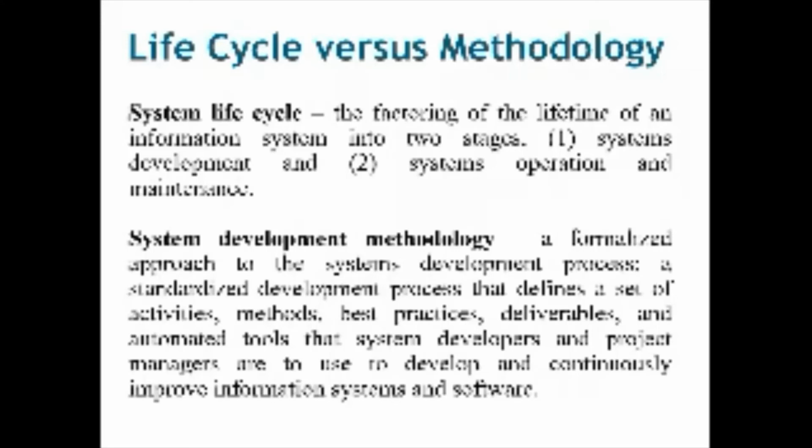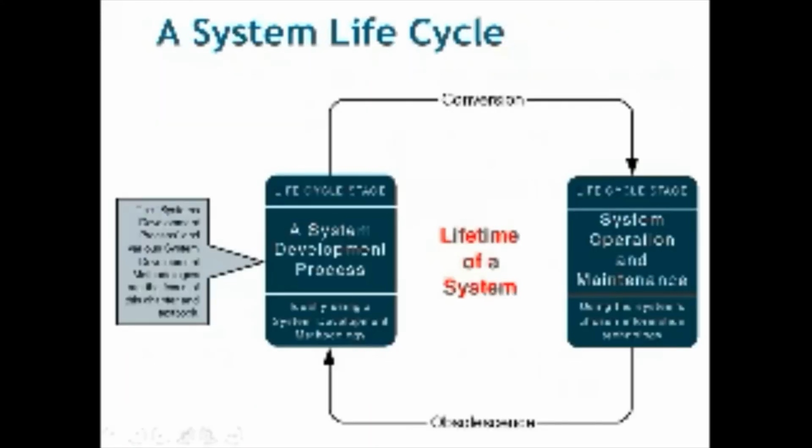The system development methodology is a formalized approach to the system development process, a standardized development process that defines a set of activities. There are a lot of activities involved in the railway reservation system, wireless transmission of energy, and Bluetooth technology, wireless technology for internet communications. Everything is based upon the continuous improvement of information systems and software. So this is the architecture behind how a system life cycle works.